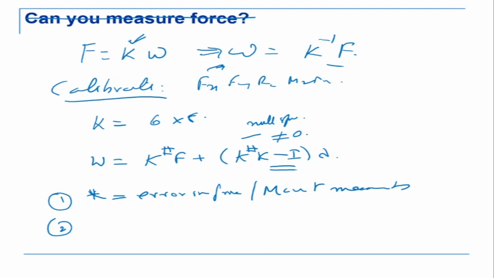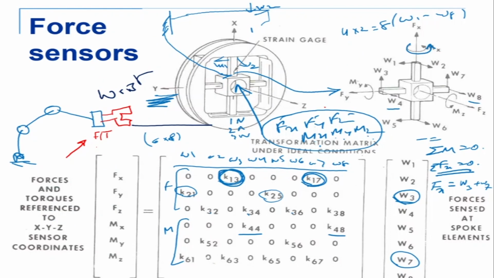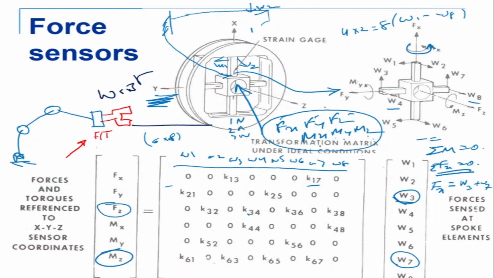The second issue is that if you look at the matrix here for Fz and Mz, for Fz there are 4 elements which are responsible for Fz. It's W2, W4, W6, W8. What does it mean? It basically means that when you're calibrating for Fz, any combination of these 4 of them could give you the same Fz. So it is not unique because this is a non-square matrix.